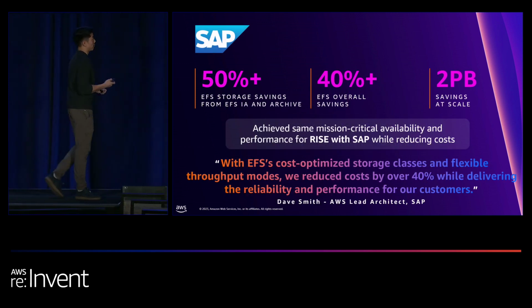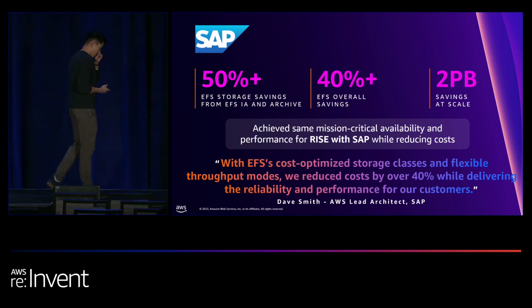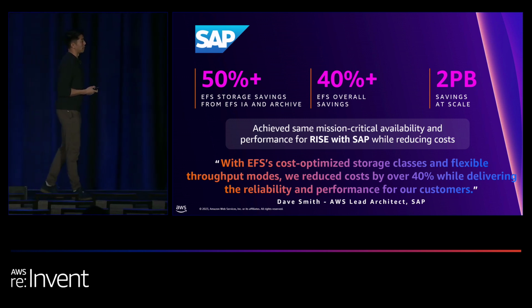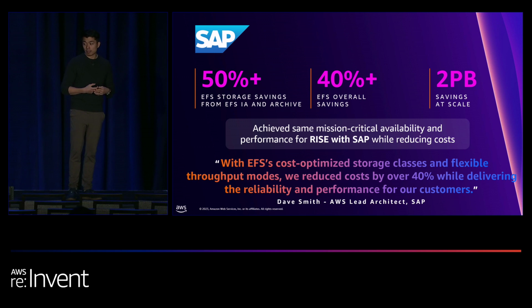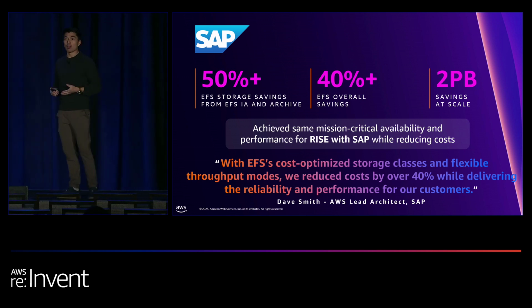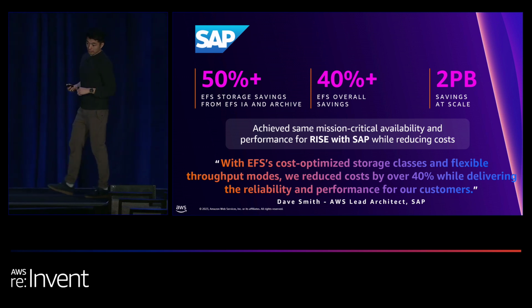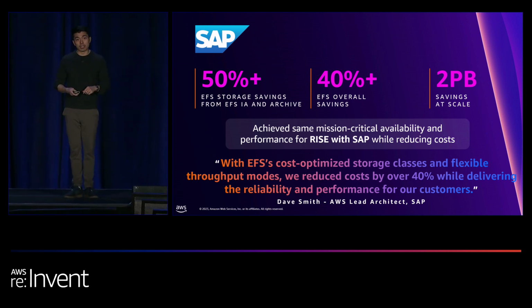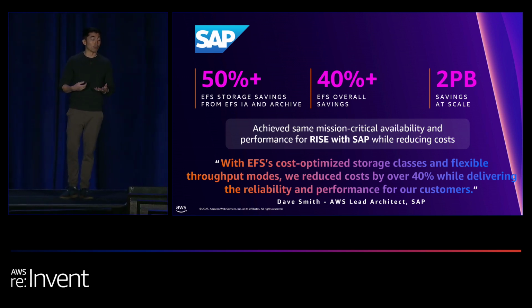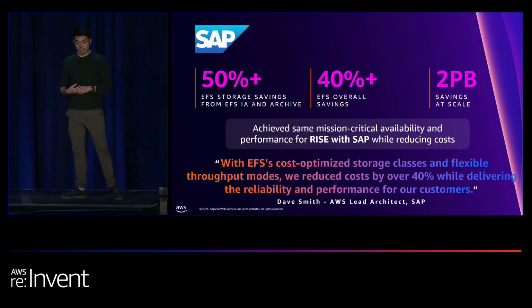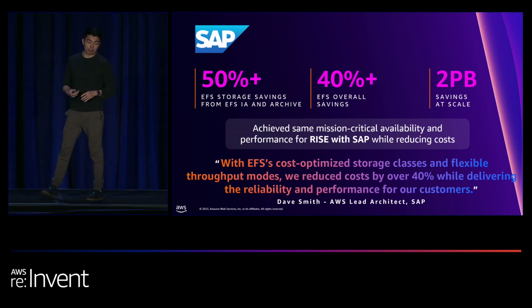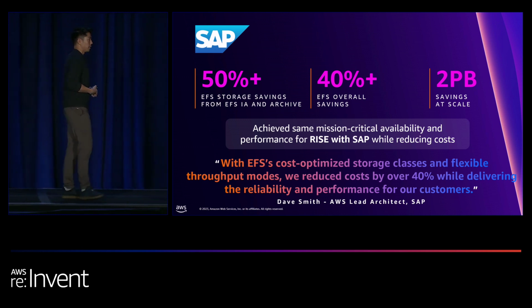Let's also talk about SAP. We shared how SAP had optimized their costs using elastic throughput. But when we look at how they leverage all of EFS's cost optimization features, with EFS's infrequent access storage class, they were able to deliver over 50% storage savings, while maintaining the same high availability and performance they need.